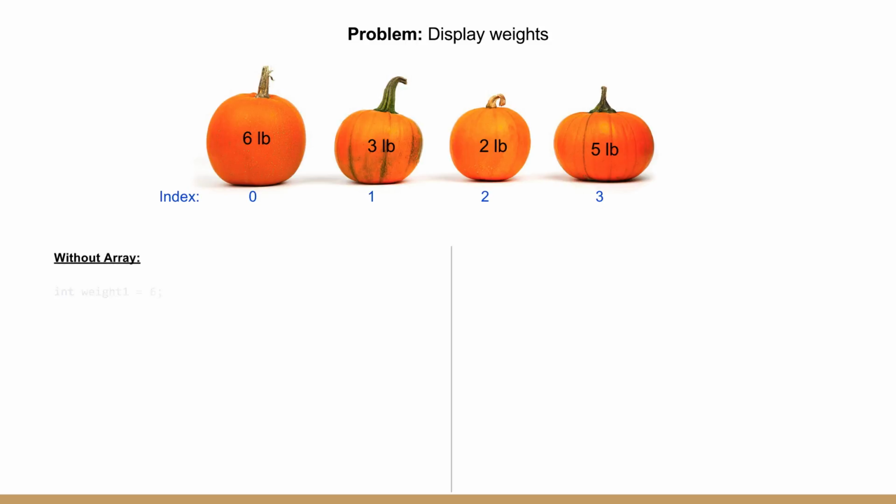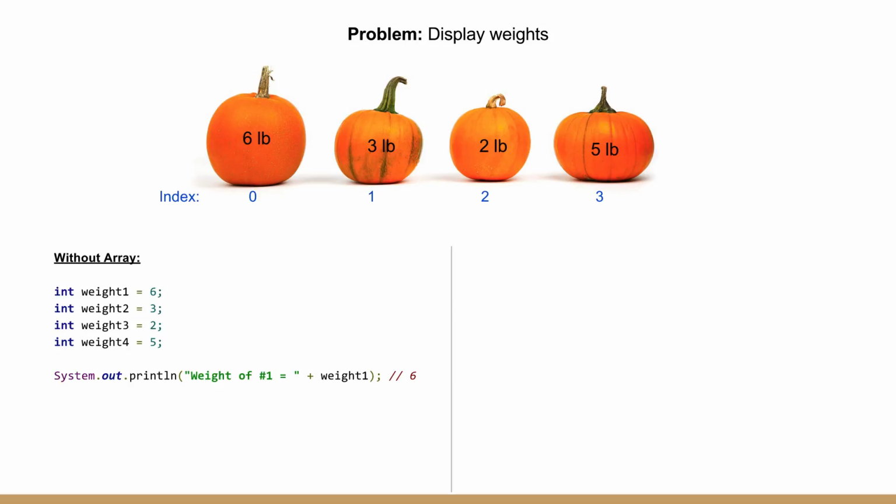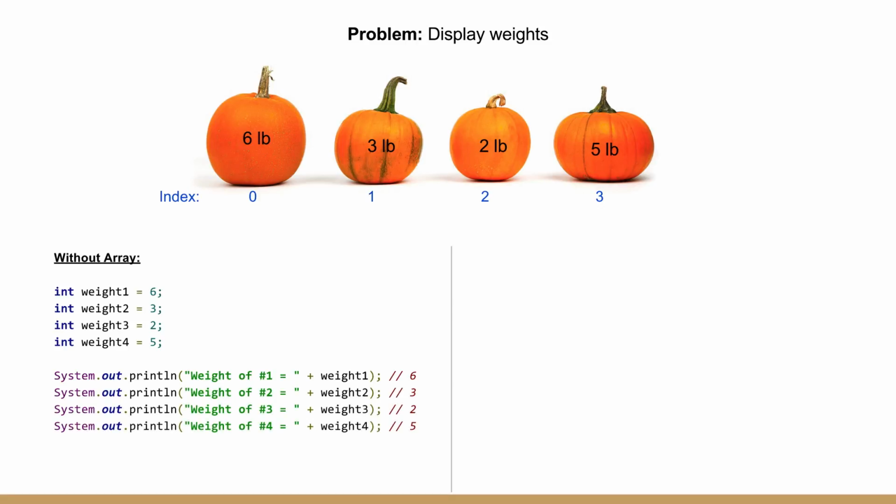If we do not use array, we need to create 4 variables. I'm calling these weight1, weight2, and so on. You can name variables anything you like. Now if I want to see the weight of first pumpkin, I can write code like this. For other 3 variables, the code is similar. Let's see what happens if we use array.